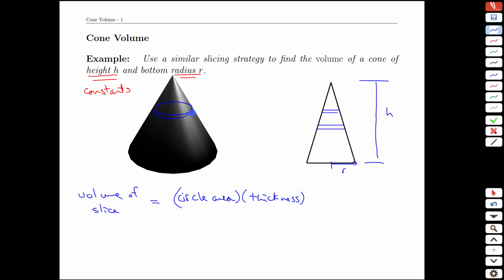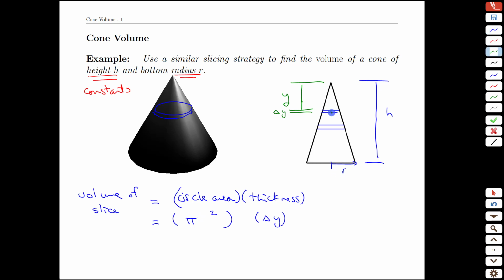But we need to define variables that aren't called h and r. And the easiest way here, I think, is to define the distance down to a slice as y, and the thickness of that slice will be delta y. Where does that leave us? Well, the thickness is going to be straightforward. It's delta y. The circle area is also straightforward-ish. It'll be pi times the radius squared. Oh wait, we can't use little r. It's already been booked. It's already down here.